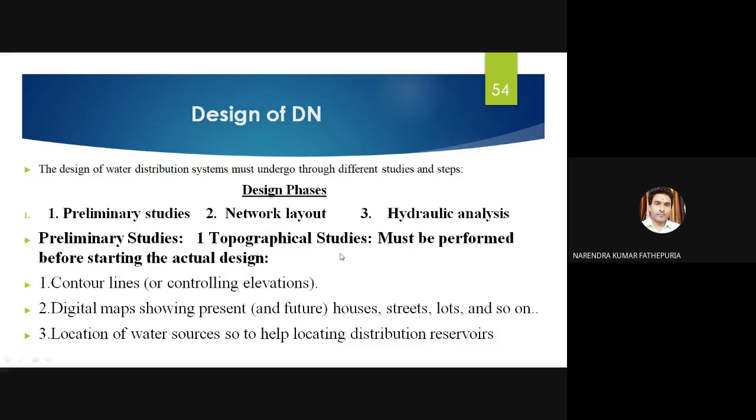After that, we have to do contour lining and controlling elevations. Then a digital map showing present and future houses, streets, plots, and so on. Population, everything, all data it will show. Location of water sources, to help locate the distribution reservoir: existing water reservoirs, surface sources as well as subsurface sources, you have to identify.